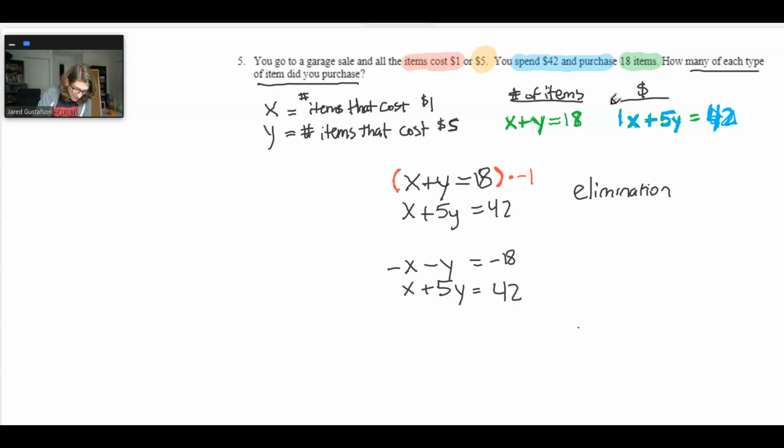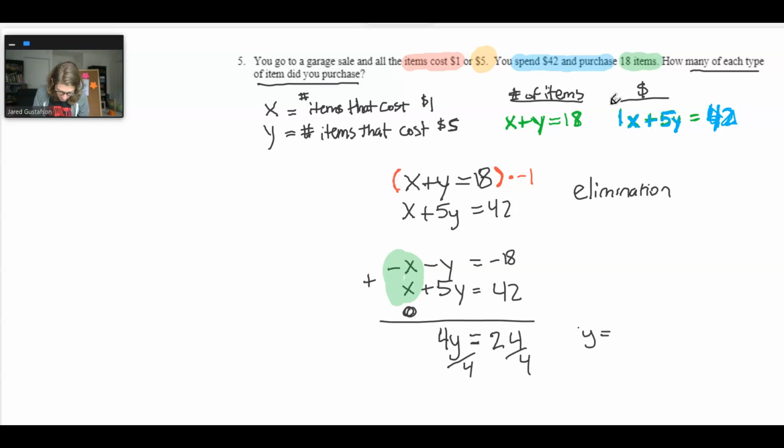Now, if you look in front of X, you will see that we have opposite variables. We are ready to go on elimination. So elimination, we add together. -X plus X is 0. -Y plus 5Y is 4Y. -18 plus 42 is 24. From here we divide by 4, Y equals 6.